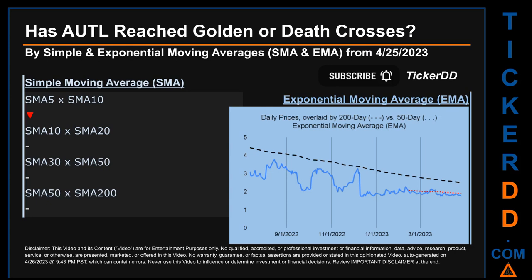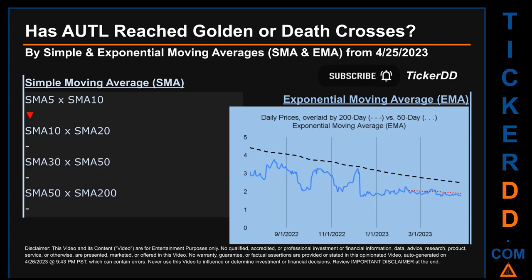Has AUTL price reached golden or death crosses? Golden cross and death cross are basic signals that compare average prices across two specified trade day ranges, a short-term versus a long-term range. For example, 5-day versus 10 trade days. Essentially, a golden cross is a bullish signal. It appears when a ticker's short-term moving average crosses above its long-term average.